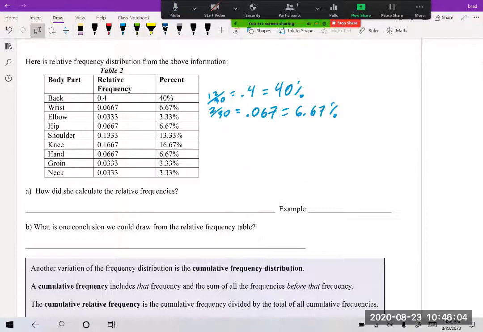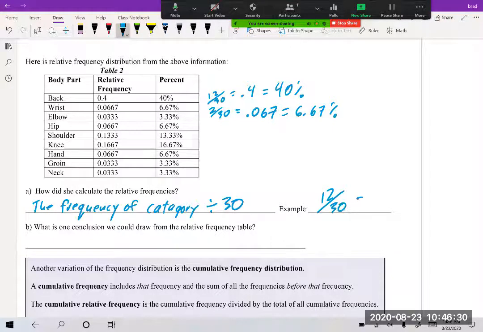So how did she calculate her relative frequency? So again, we just talked about it. She just did the frequency of a particular category and divided it by 30, right? And we already did one. 12 divided by 30 would equal 0.4, which is 40%, okay?